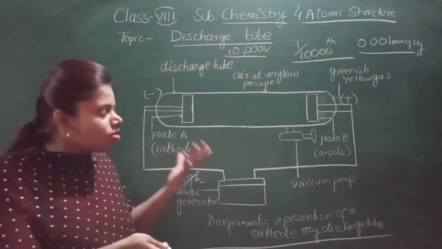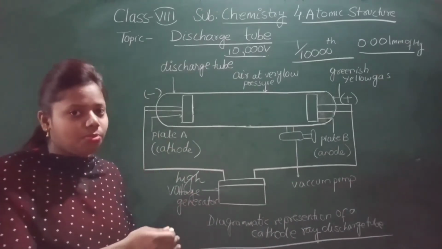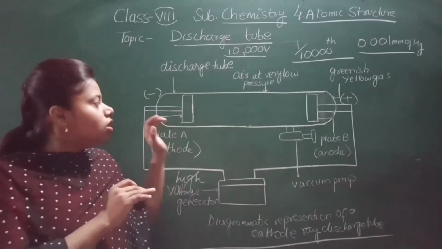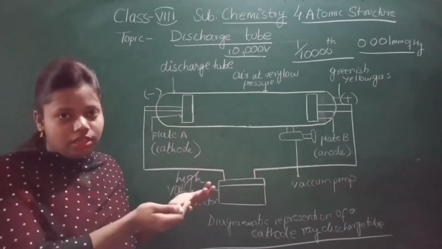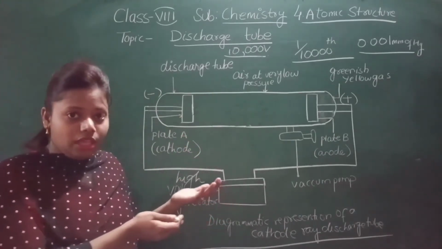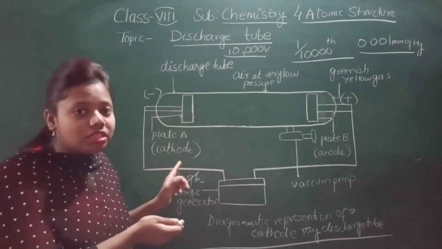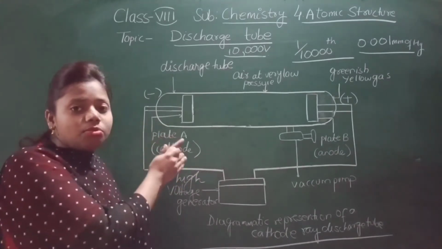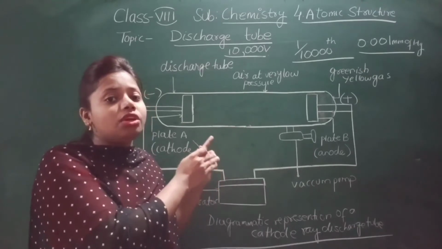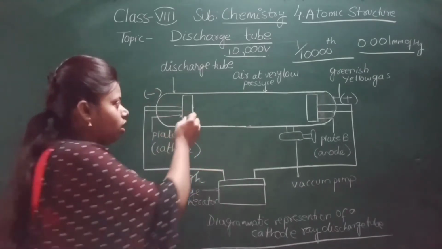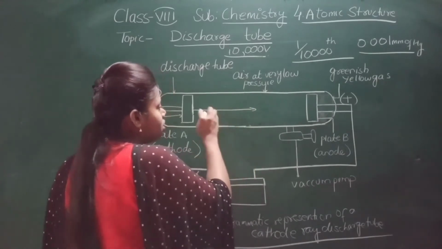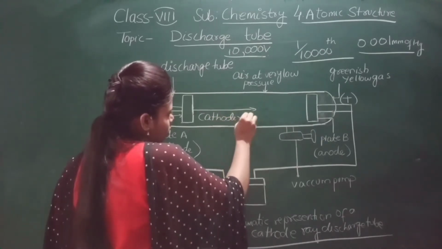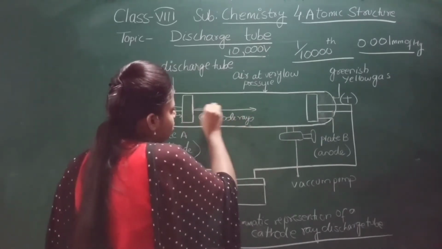Now what was that invisible thing? When the high voltage was supplied and the air pressure was very low, rays emerged from this cathode. Plate A is the cathode. So the rays emerge from this cathode, and they were known as cathode rays.